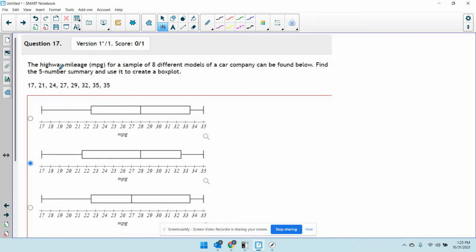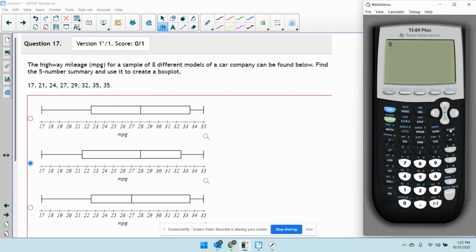Okay. Then the last question here says the highway mileage MPG for a sample of 8 different models of a car company can be found below. So we're looking for the 5-number summary, and in turn, we're going to use it to create a box plot. The first thing I'm going to do whenever you're given data like this is just plug it into the calculator. So I'm going to go to the stat menu right in the middle there. I'm going to hit edit, and I'm going to edit my list. Now I have data in here from a previous problem I did. So if I want to clear that, I'm just going to scroll up to the title of the list, L1, hit clear, and then enter. It'll clear everything out. So I'm just going to put in this data. It doesn't have to be in order.